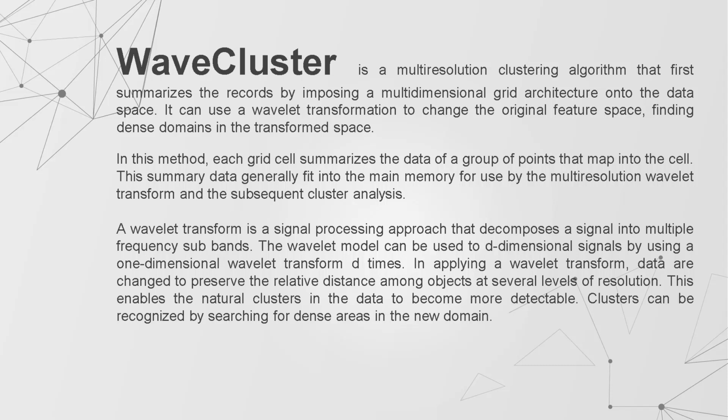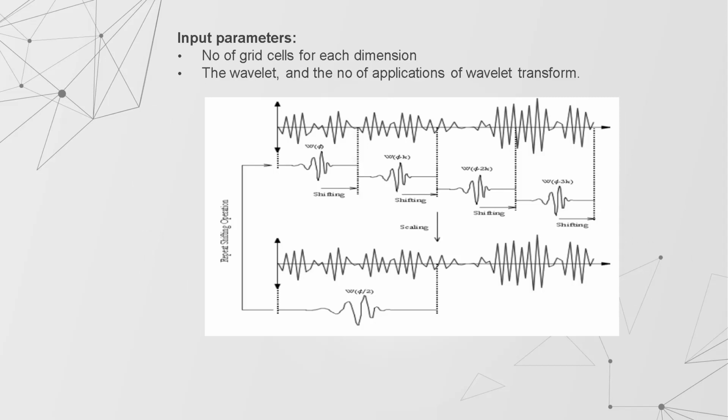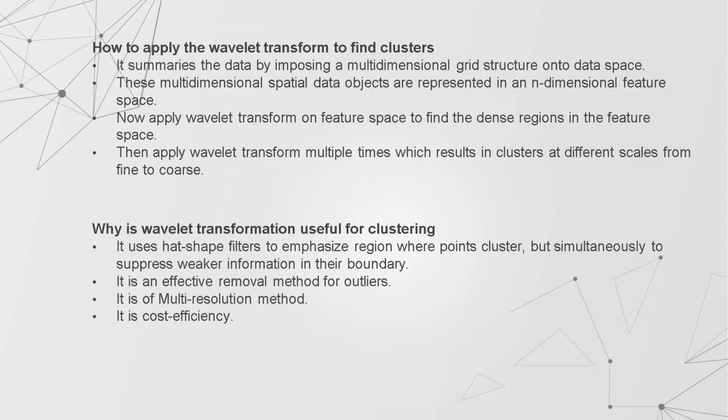In applying a wavelet transform, data can be changed to preserve the relative distance among objects at several levels of resolution. This enables the natural clusters in the data to become more detectable. Clusters can be recognized by searching for dense areas in the new domain. Input parameters: the number of grid cells for each dimension, the wavelet, and the number of applications of the wavelet transform.